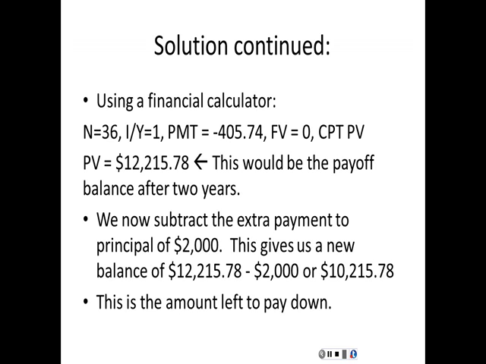He'll make a $2,000 payment directly to this amount now. This won't have any interest implications at all. We'll simply subtract $2,000. So his new resulting balance is $10,215.78. This is the amount left to pay, and now we just need to figure out how much time is now left on the loan.